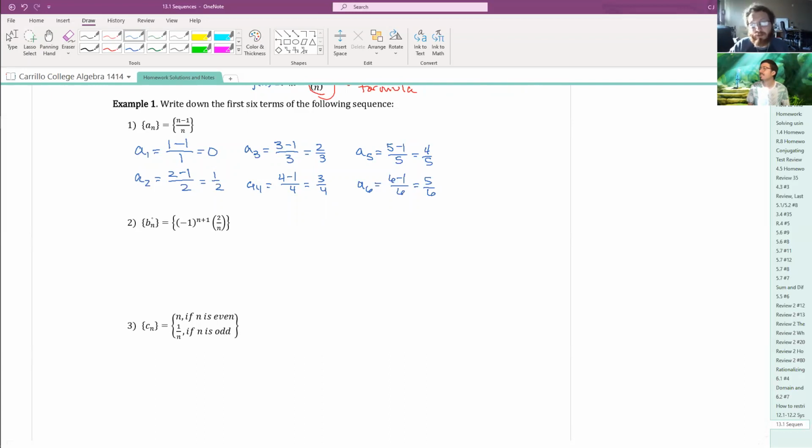It just says write down the first 6 terms. Oh, like on the further up? Except where it says example 1, it says write down the first 6 terms. Yeah, I see that. Yeah, my bad. I just read that right now.